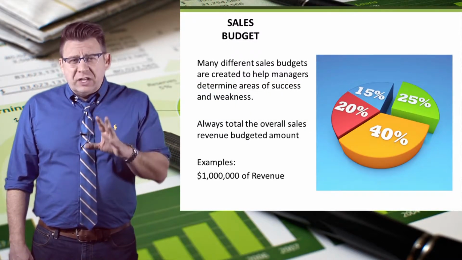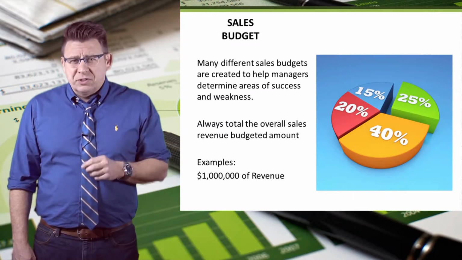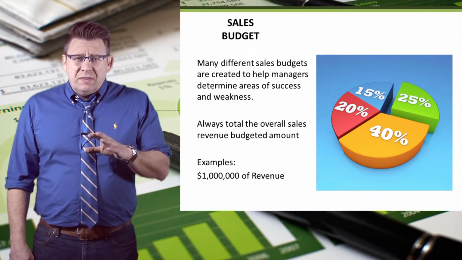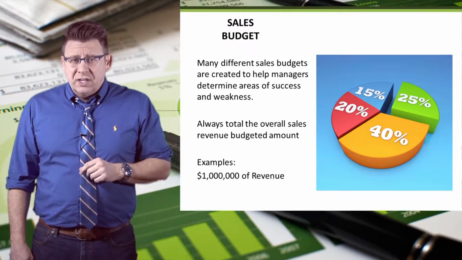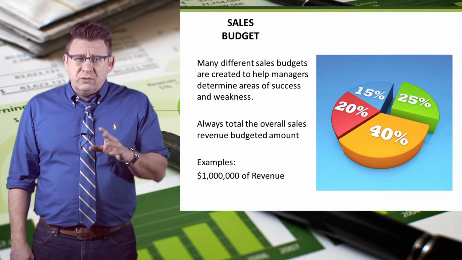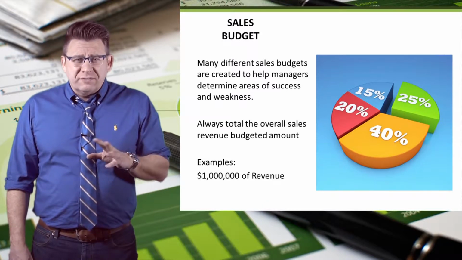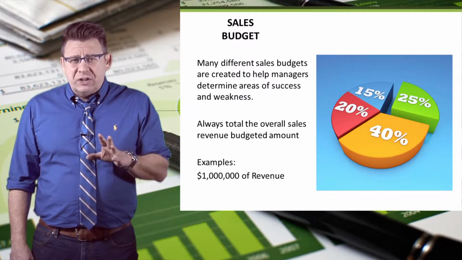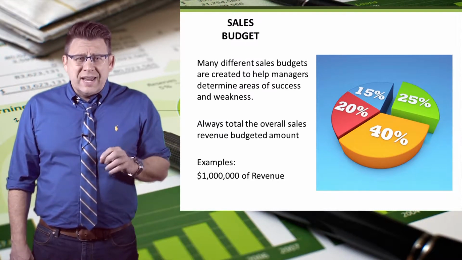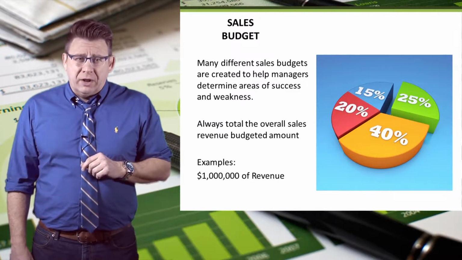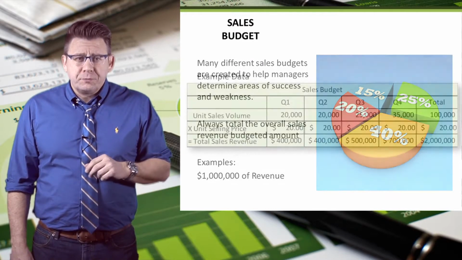So the sales budget is a much bigger process than what you'll learn about in an accounting principles course. But this is because companies want to look at sales from a lot of different perspectives in order to determine strengths and weaknesses in their current business model. But regardless of how many ways the data is budgeted and analyzed, the total sales revenue always adds up to the original budgeted amount, which in my example is $2 million of revenue.